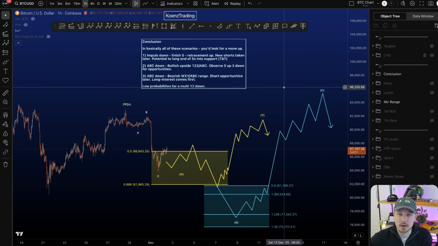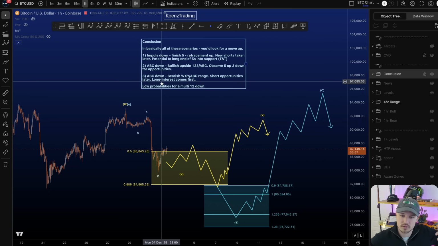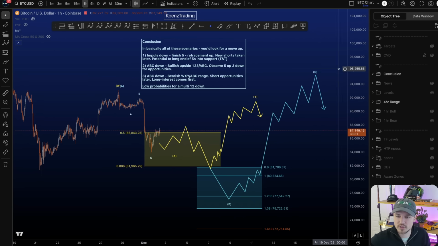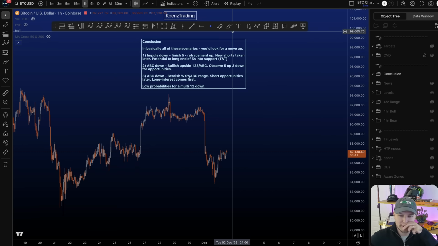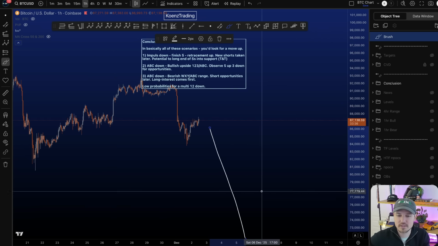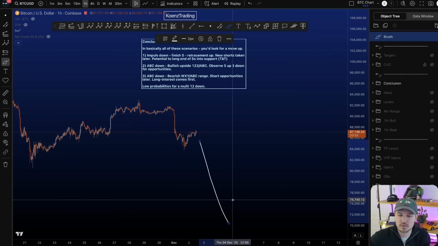So shorts come later. Short opportunities later. Long interest comes first. Short term, more interest for longs in such a case. Short opportunities only come at a later stage. So yeah, low probabilities for a multi 1-2 down, 1-2, 1-2 and a larger 3. What we want to see in a multi 1-2. That's basically the scenario where price just continues to the downside on high volume, or you get an extended 5, but I explained lower probabilities.